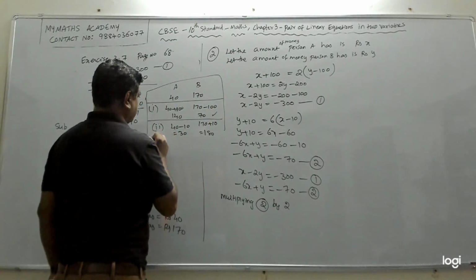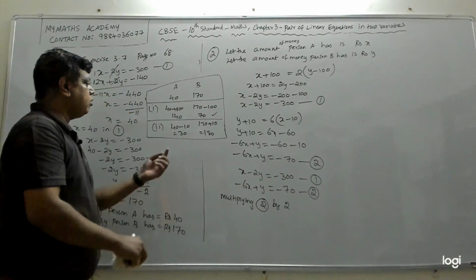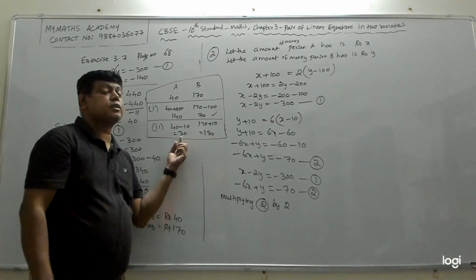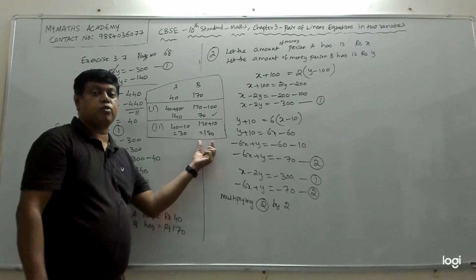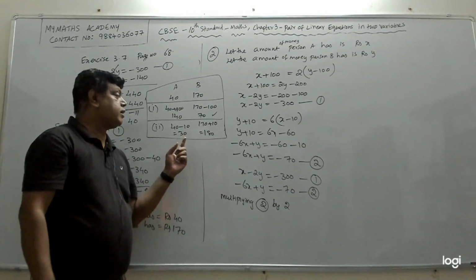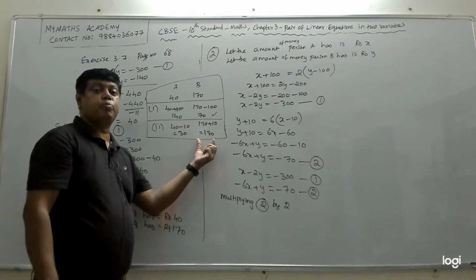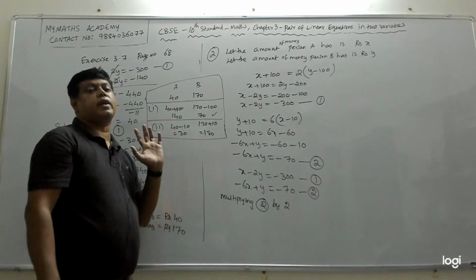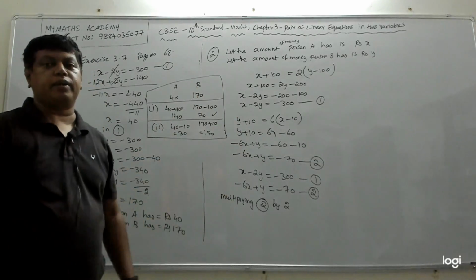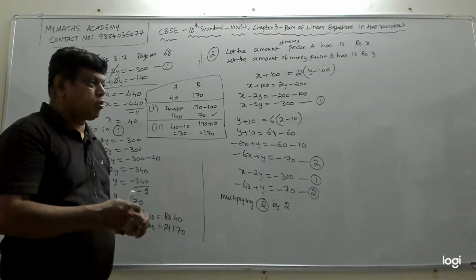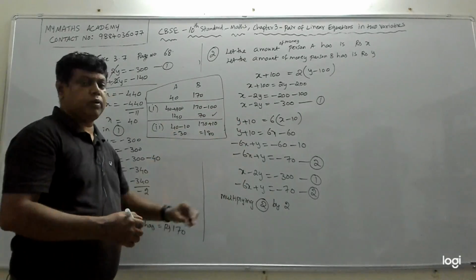Correct or not? Now B's money is 6 times A's money. So B becomes 6 times of A. What is 6 times of A's money? 6 times of 30. 6 into 30 is 180. So B is 6 times as rich as A. So our answer is correct. Clear? So this is how we do these problems. Very interesting problem, very good problem.